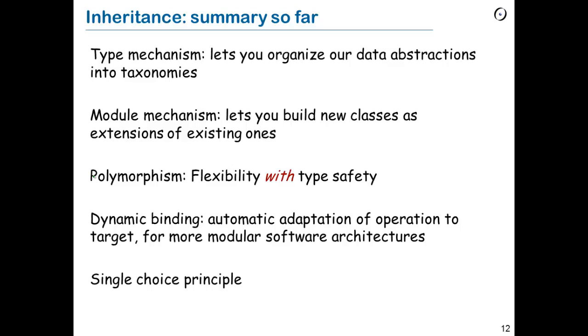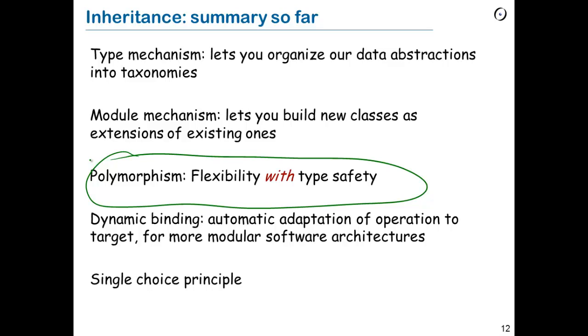We have seen polymorphism, which gives us flexibility, but together with type safety, and we have seen the notion of static typing. We have seen how this static typing concept can be reconciled with dynamic binding, and we've seen one more important principle of software design, which is the single choice principle.